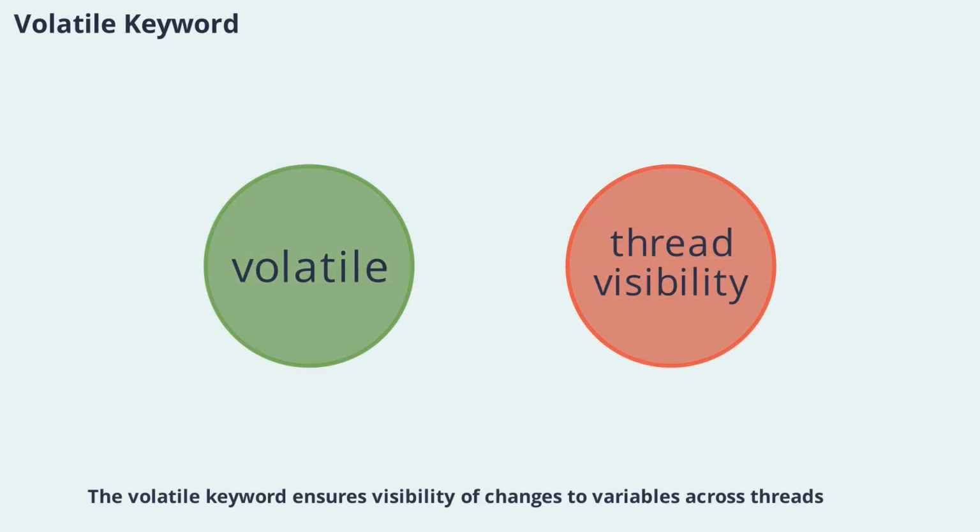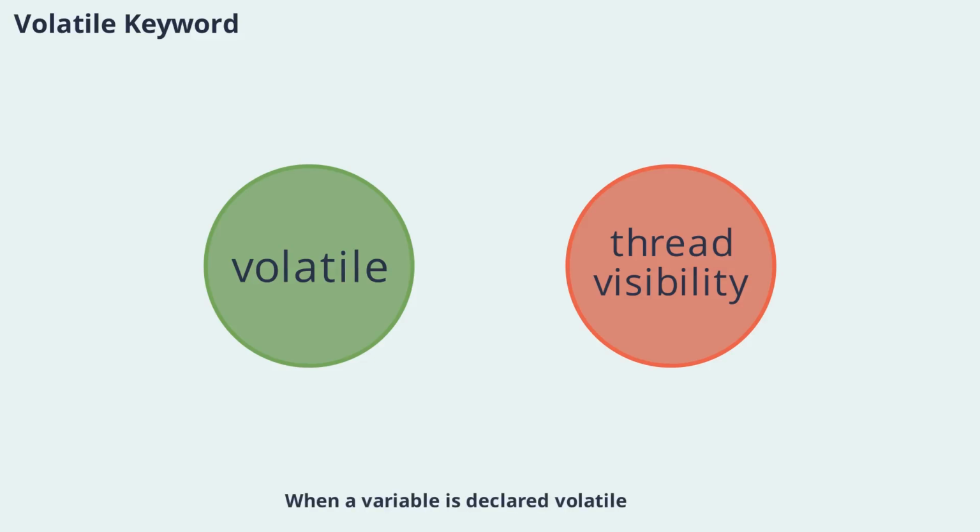Volatile keyword ensures visibility of changes to variables across threads. When a variable is declared volatile, updates are immediately visible to other threads. This is useful for flags and simple state variables, ensuring that threads don't cache outdated values. Volatile is not a substitute for synchronization but helps with visibility in specific scenarios.